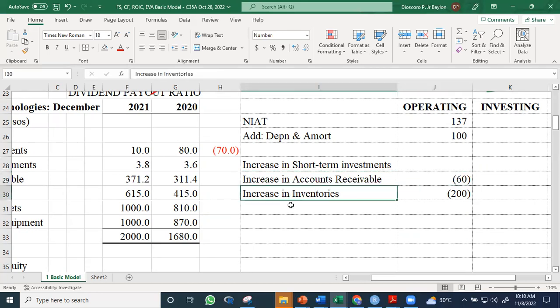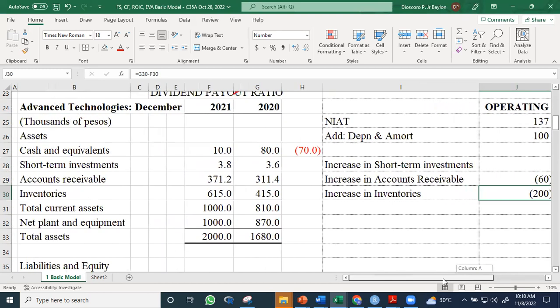And an increase in inventories is also a use of cash. So you have here negative 200. So we go through the whole balance sheet asking that question. All right, so let's go here.